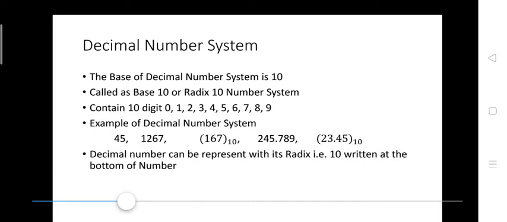Then we started with the decimal number system. It has base 10, also called base 10 or radix 10 number system, and contains digits from 0 to 9. We can represent any number with 10 at its base, or we can write any number without any digit at its base. Example, 45 does not have any base value, but still it is a decimal number. 167 with base 10 is a decimal number.